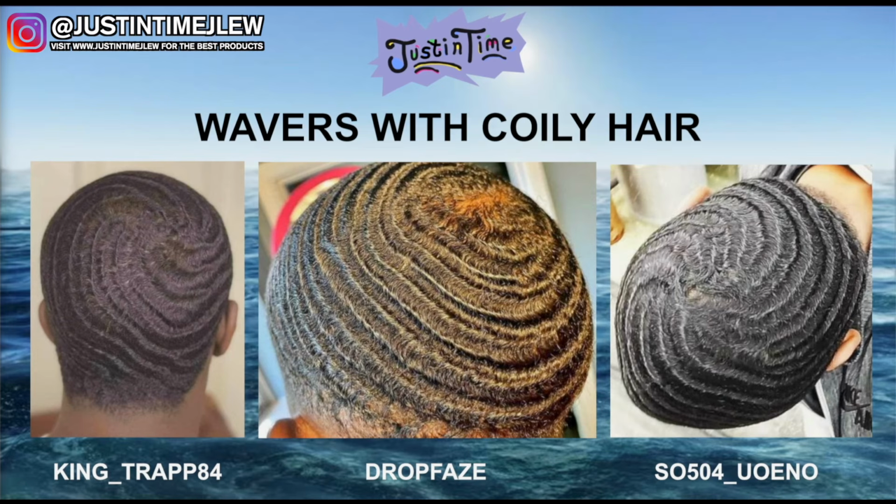And then we have So 504, right? And he's on a thicker wolf, and as you can see, he has a lot of waves. The number of waves that he has is similar to King Trap's, but King Trap has a little bit more, right? On this slide, they all have coily hair, right?